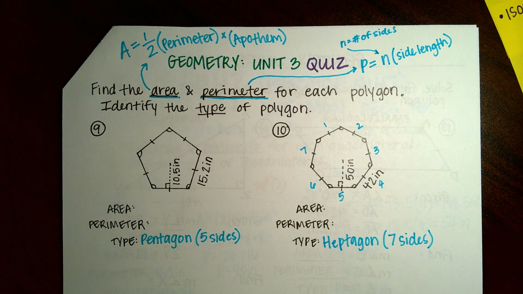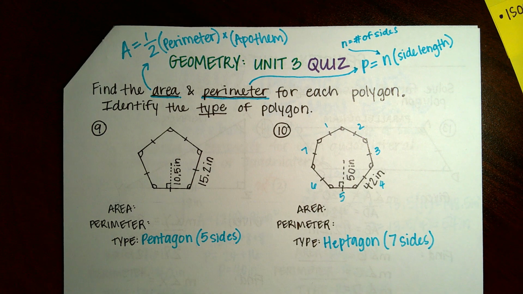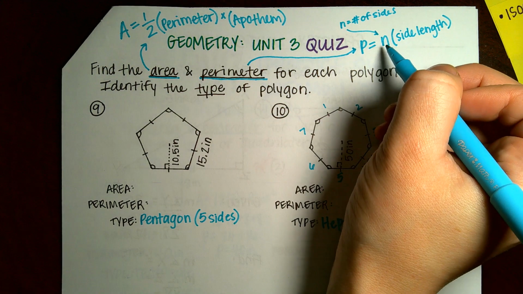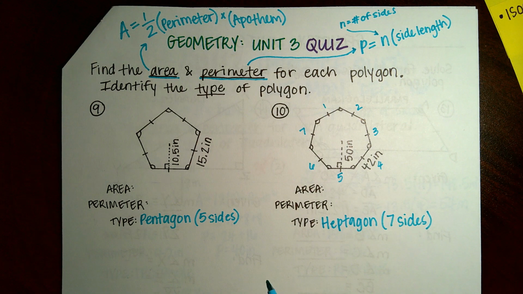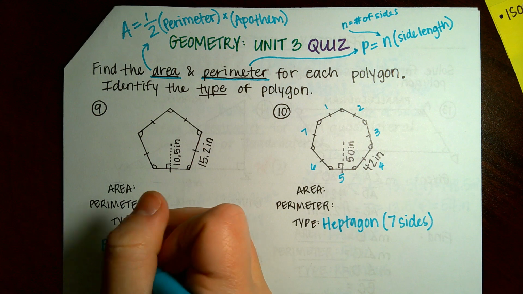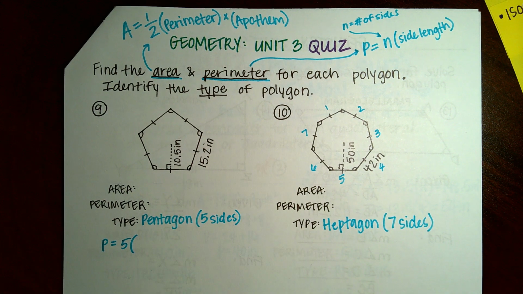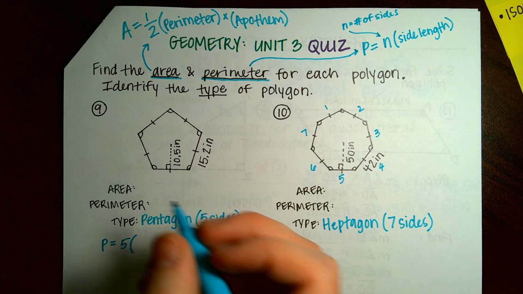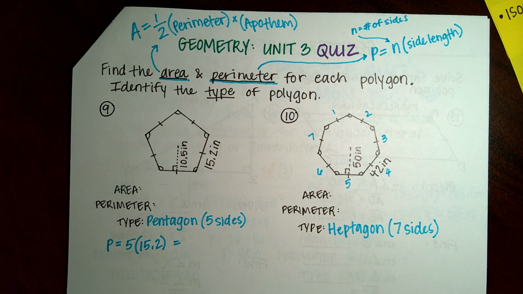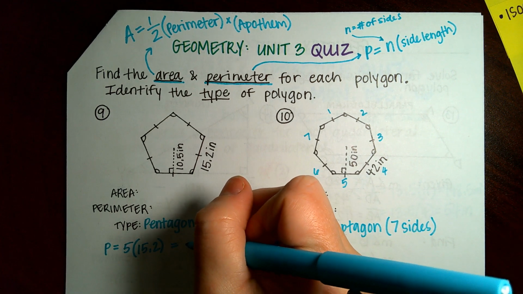So for number 9, let's start with the perimeter. And how many sides are there? On number 9? 5 sides, good. So our n in the perimeter formula is going to be what? 5. So we have 5 times, and what's our side length? 15.2. Perfect, 15.2. And let's see what we get for that. 5 times 15.2. I got 76.